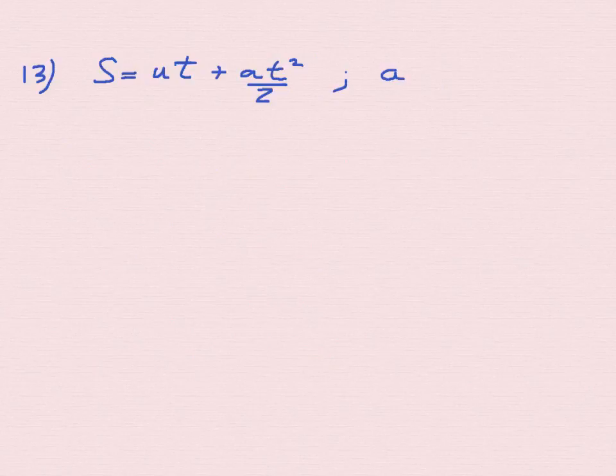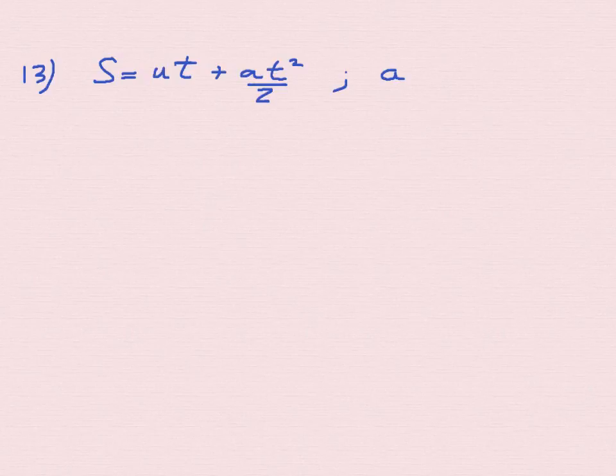13. S equals UT plus AT squared over 2. That's a 2 in the bottom. This question is quite dirty, so let's try and do it in steps. This is a really good one for catching errors in how to do things.